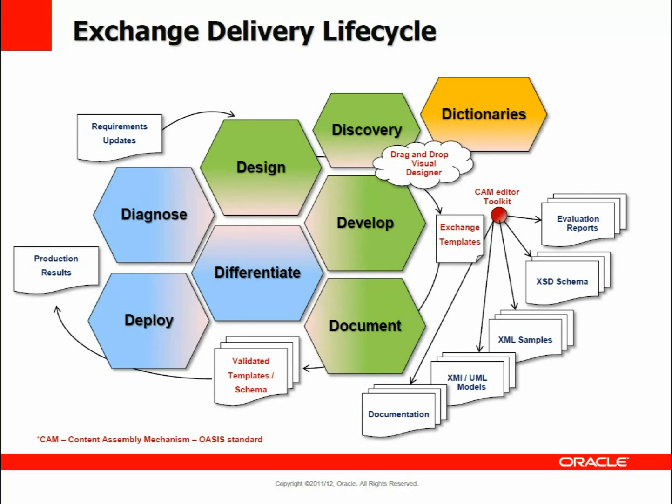So if we look at this view, you can see that the dictionaries are facilitating the green steps of the process of designing, discovering, developing, and documenting. And the idea is to have a drag and drop visual designer which you can use with the dictionaries to create the exchanges that you need, and then from those definitions in the dictionary you can generate all the other artifacts that you need to be able to actually deploy and produce working XML.